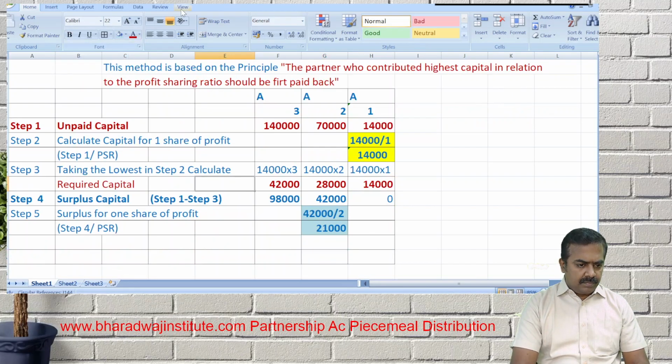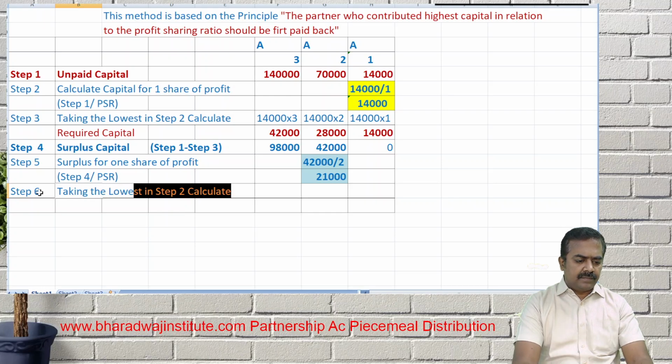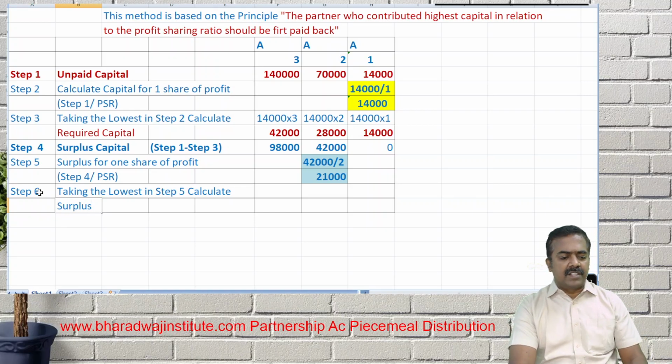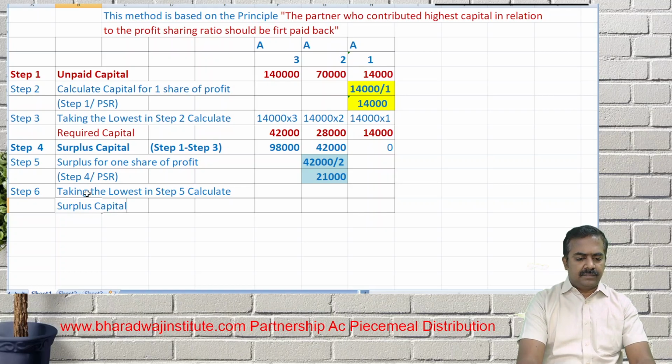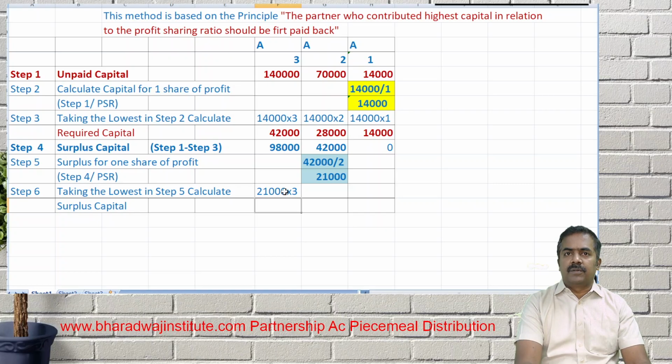So step 6. Taking the lowest in step 5, calculate the surplus capital. So simple. 21,000 into 3, our profit sharing ratio. 21,000 into 3 is 63,000. Second partner: 21,000 into 2 is 42,000.